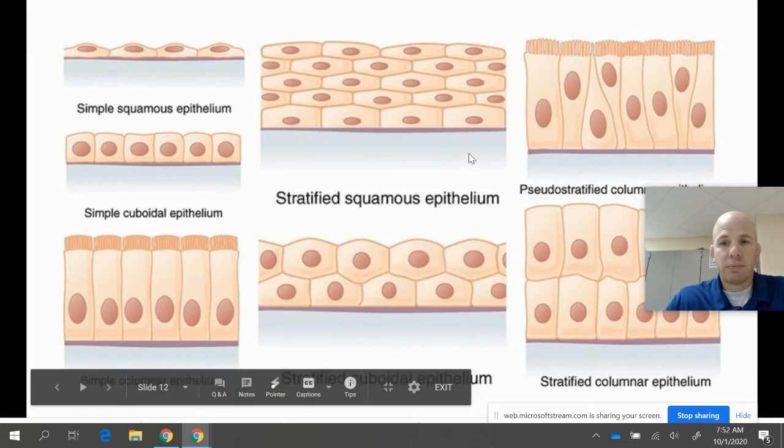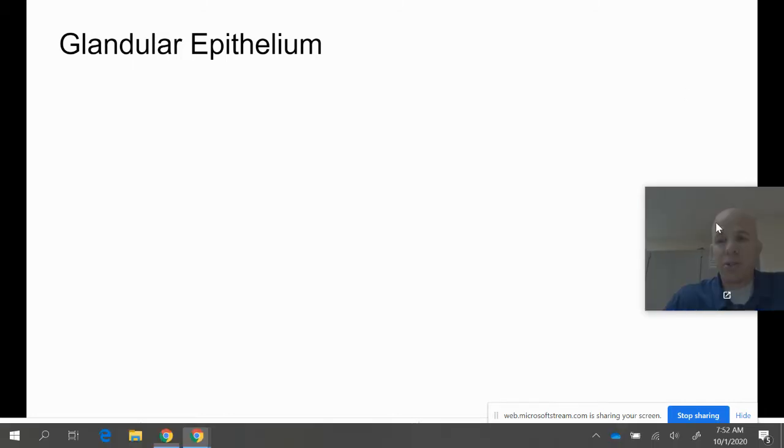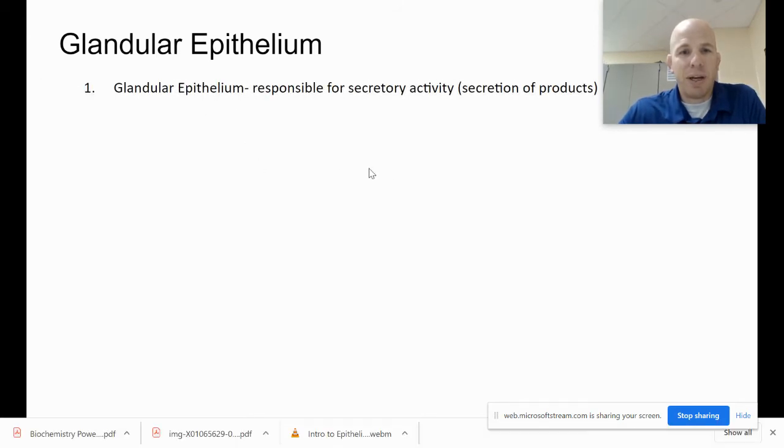All right, so glandular epithelium. Glands of our body produce hormones and secrete products for our body. A lot of times, well, all the times, it's going to be made or partly made of epithelial tissue. So we classify these glands in a couple of different ways.